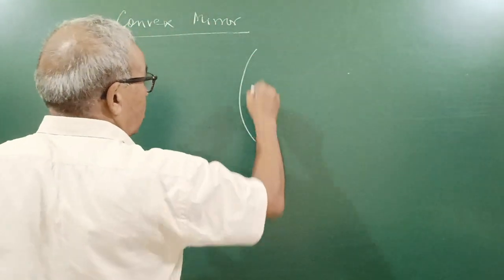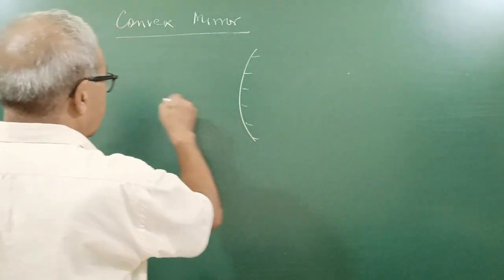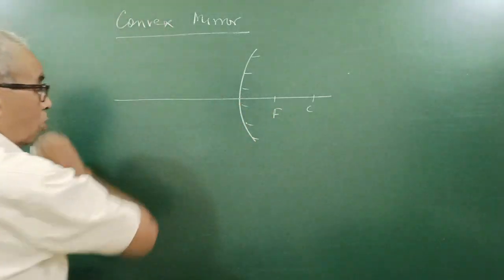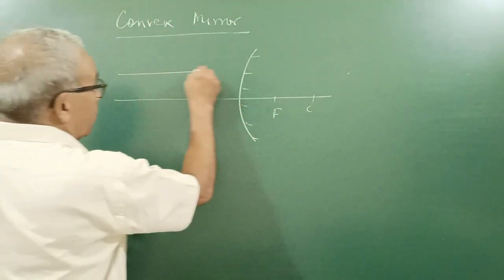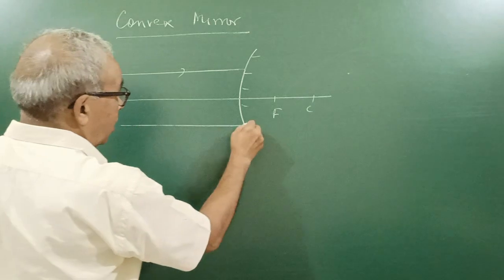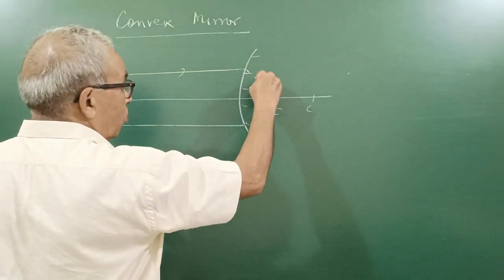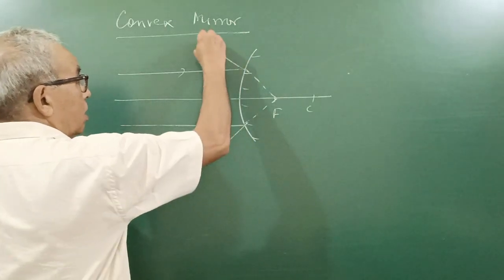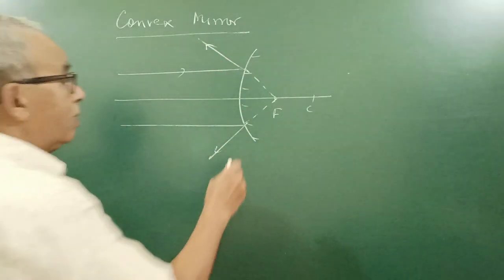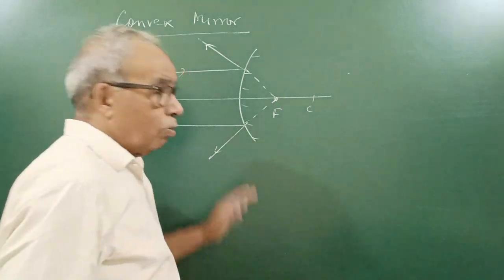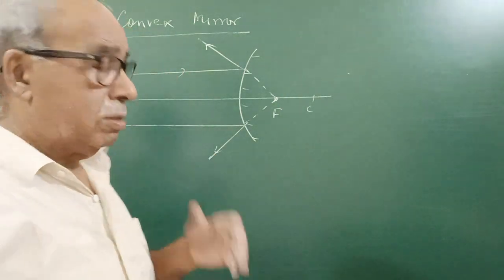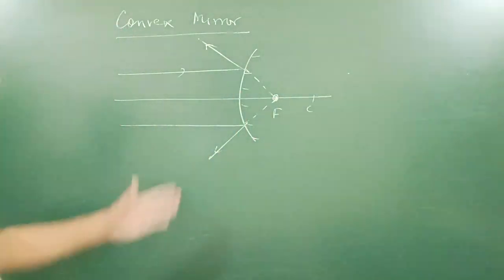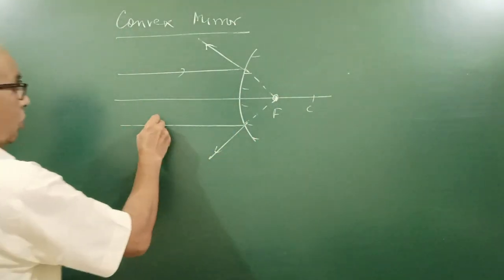Convex mirror, there are only two things about this: C or F. If the object is at infinity, rays come parallel, and parallel rays diverge as if from the focus. So a highly diminished virtual image will be at the focus. You can write here: highly diminished virtual image, erect, सीधा. अब आप बोलेंगे यहाँ पॉइंट ऑब्जेक्ट है, तो वी कैन डू दैट आल्सो.